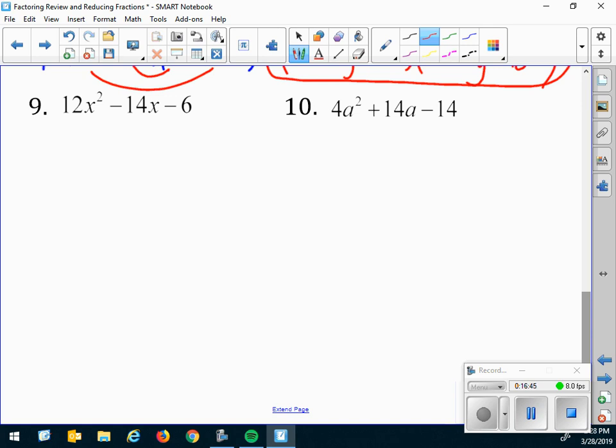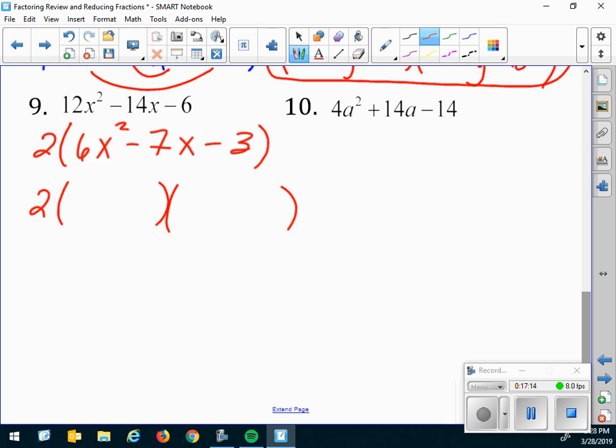What is the GCF? 2, good. Times 6x squared minus 7x. Am I finished? We got to see if that will factor. Let's try.